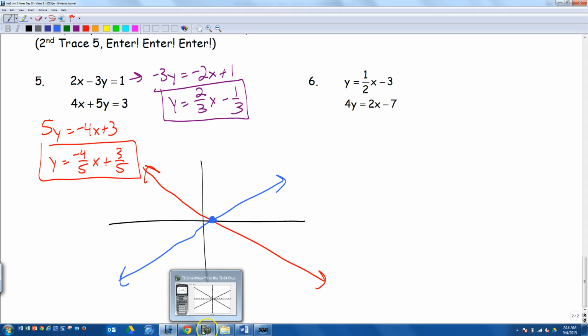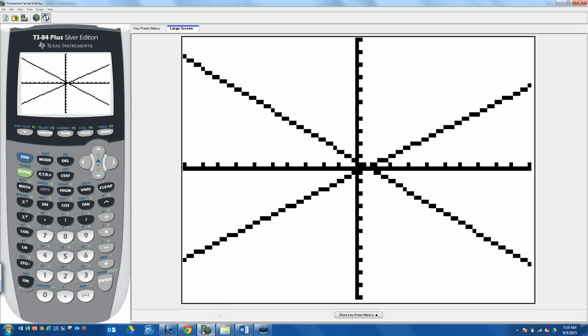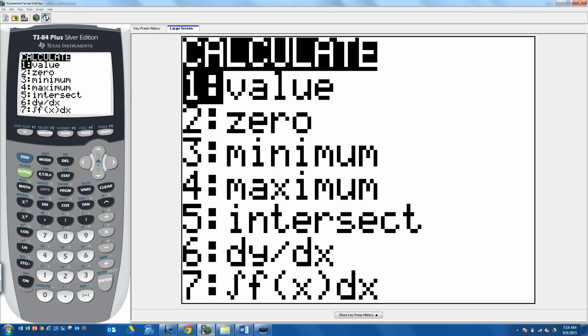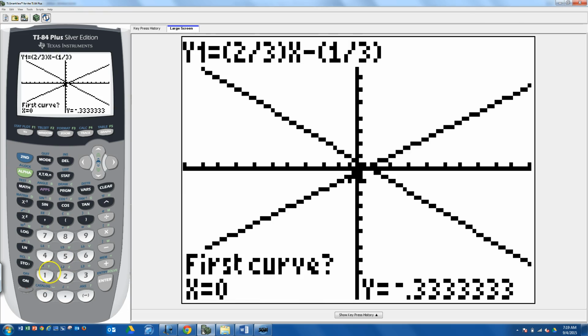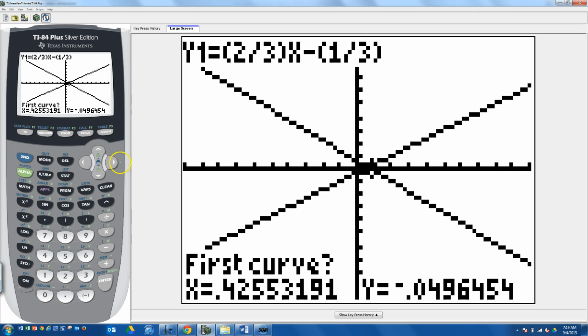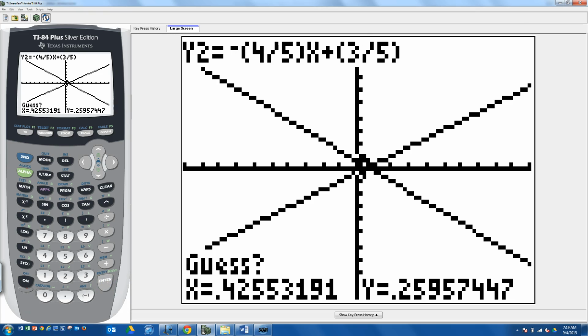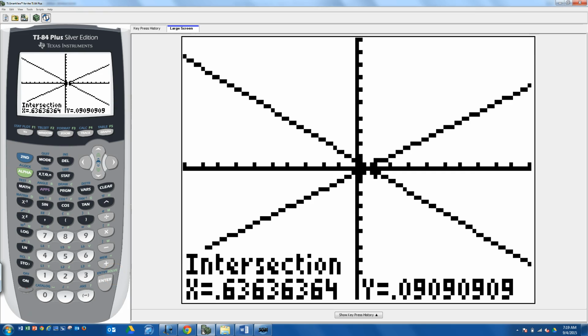Here's how you do this in the calculator. It's very simple. We want to find the intersection point. So just like it says on your sheet, you hit second trace, and if you look down at number 5, it says intersect, which is what we want. So I hit 5, and then move the cursor kind of close to where you want the intersection. Then you have to hit enter 3 times. It wants you to do the first curve, the second curve, and guess. But once you hit it for the third time, it says the intersection and then tells you the numbers.